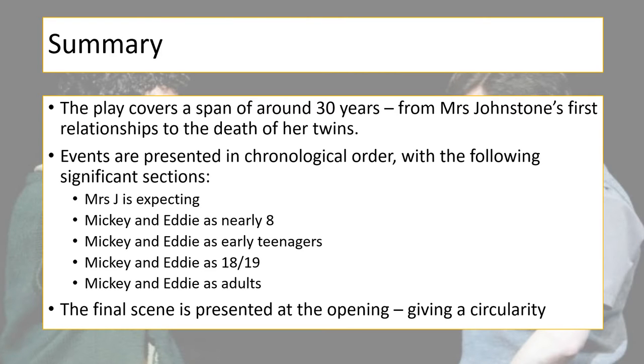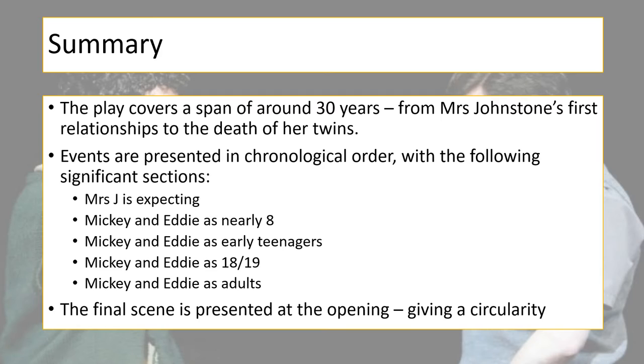covers a span of about 30 years, going right the way back from Mrs. Johnson's very first relationships to the death of her twins. And the events are presented, as we see through Act 1 and Act 2, in a chronological order, but there are significant sections. A section before the birth, exploring Mrs. Johnson and Mrs. Lyons' relationship, Mickey and Eddie's lives as they are approaching 8 years old and their childhood.